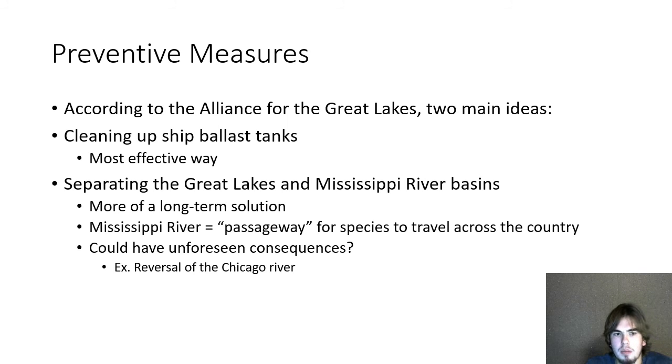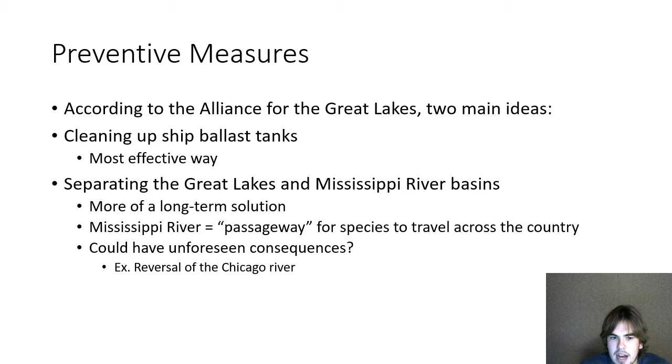And then just to finish up here, according to the Alliance for the Great Lakes, which is a website that talks about invasive species and some ways that we can deal with them, they have two main ideas of how we can handle invasive species in the Great Lakes region. The most effective way and the most prominent way that they talk about is cleaning up ship ballast tanks, meaning just monitor what you're bringing into port with you. Don't just be dumping stuff randomly without checking to see what's in it or what's there.